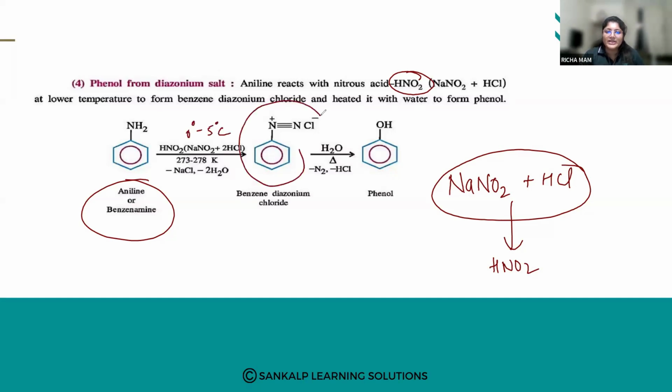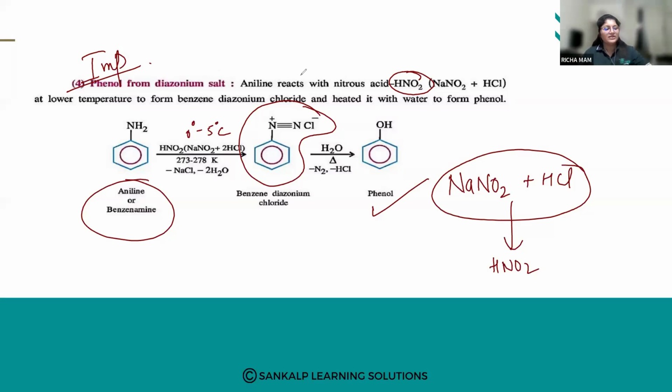I am going to get benzene diazonium chloride. The temperature is very low, and you have to maintain this temperature. If you don't maintain it, you are not going to get this benzene diazonium chloride. Then I am going to heat it with water, and I am going to get phenol. Very, very important, mark this also important. That is the preparation of phenol from diazonium salt. So these are the four important preparations of phenols.